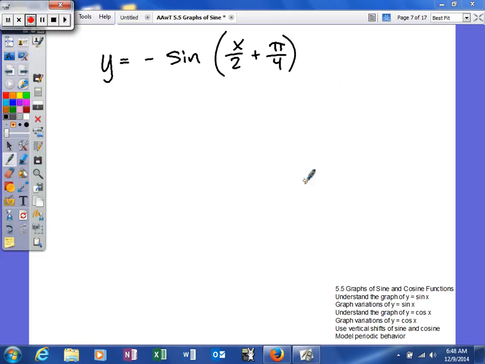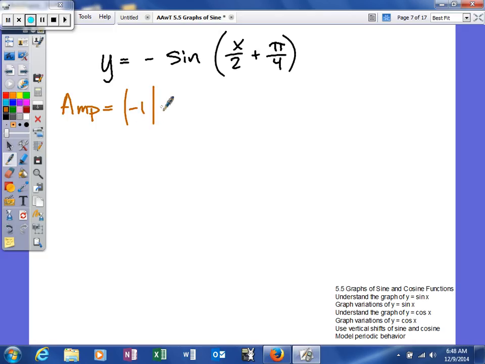Alright, we're going to kick it up a notch. This next example is sine. As you can see, we have y equals negative sine of x divided by 2 plus pi over 4. So now we have an a, a b, and a c. A is negative 1, b is the tricky one, it's actually 1 half, and c is pi over 4. So we're going to have a lot of effects to our graph right now.